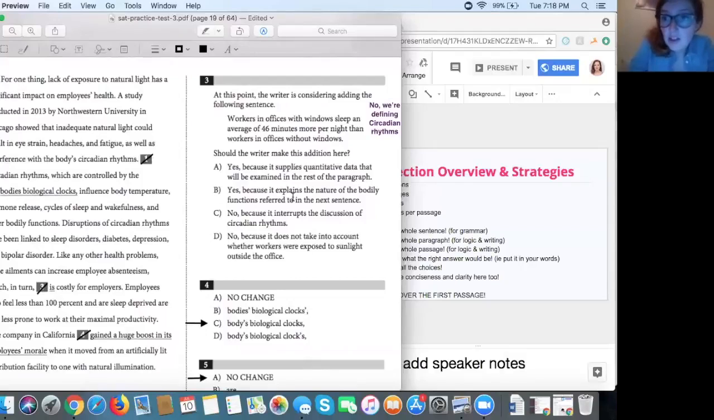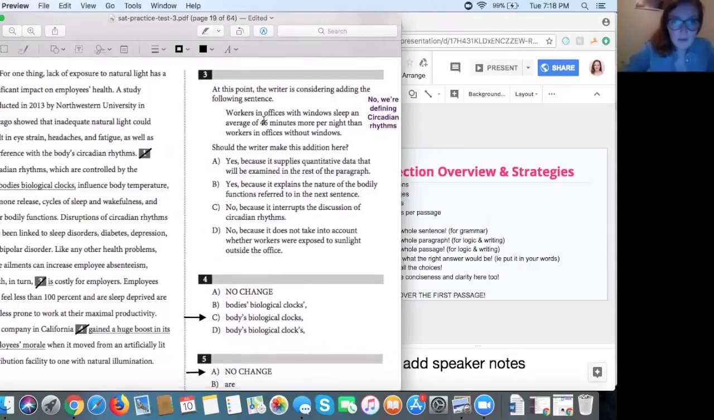Okay, that sounds interesting. That sounds relevant to the passage, but we have to jump ahead and look to see what the next sentence is. Circadian rhythms, which are controlled by the body's biological clocks. So I know that our next sentence is about circadian rhythms, so I know that this sentence is not helpful. I'll go down to my no options. No, because it interrupts the discussion of circadian rhythms, or no, because it does not take into account whether workers were exposed to sunlight outside of the office.